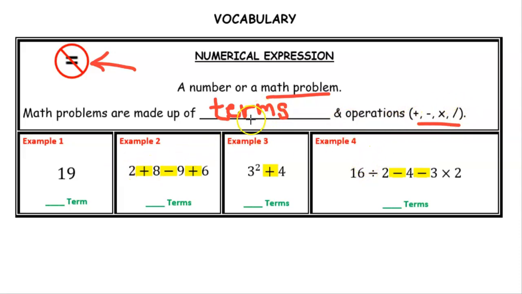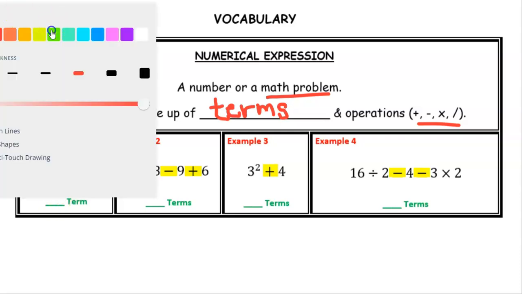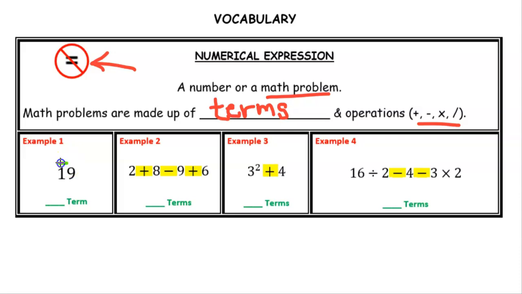So they can be very simple, like the number 19. That is a term. It's just a number, and we call it a term. So this expression, circle that. That expression has one term, and it's the number 19. This next one, I highlighted the pluses and the minuses. Our terms fall in between these plus and minus signs.